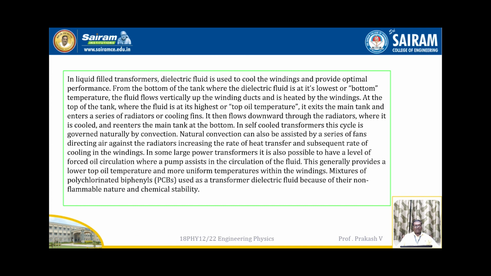At the top of the tank, where the fluid is at its highest or top oil temperature, it exits the main tank and enters a series of radiators or cooling fins. It then flows downwards through the radiators, where it is cooled and re-enters the main tank at the bottom. In self-cooled transformers, this cycle is governed naturally by convection. Natural convection can also be assisted by a series of fans directing air against the radiators, increasing the rate of heat transfer and subsequent rate of cooling in the windings.